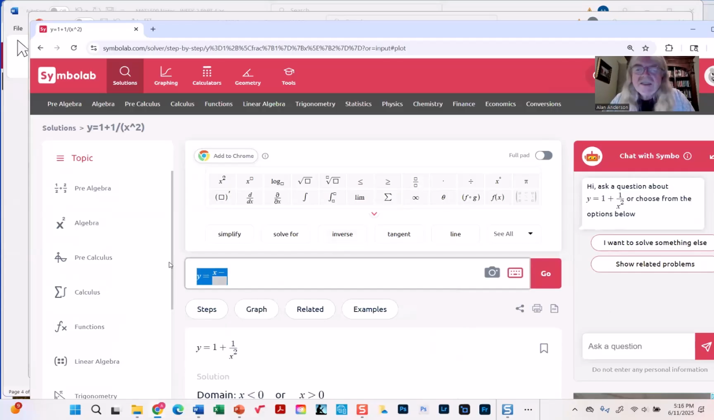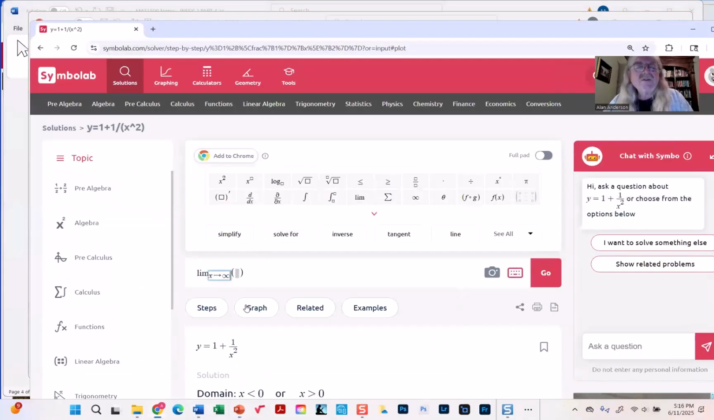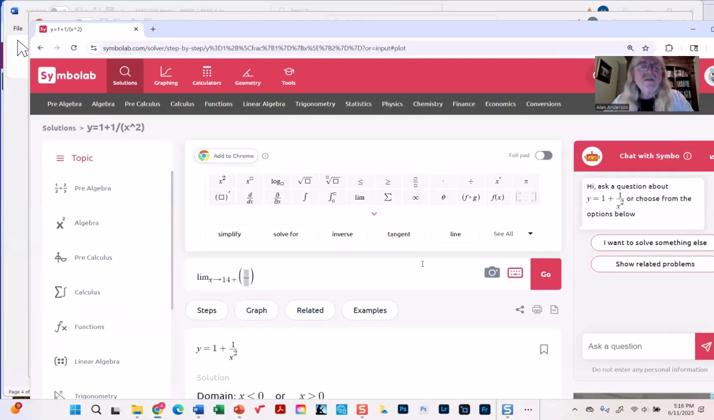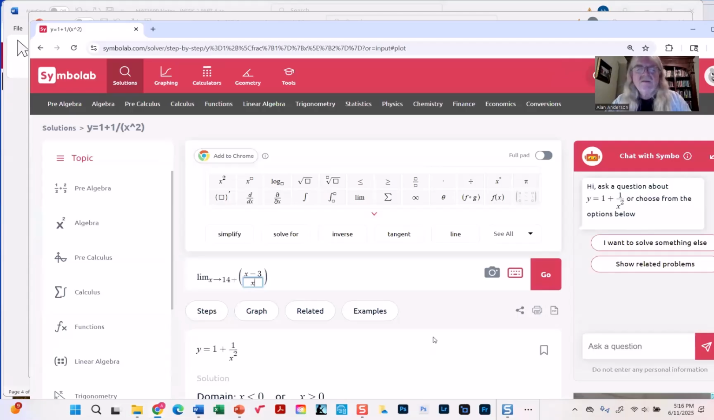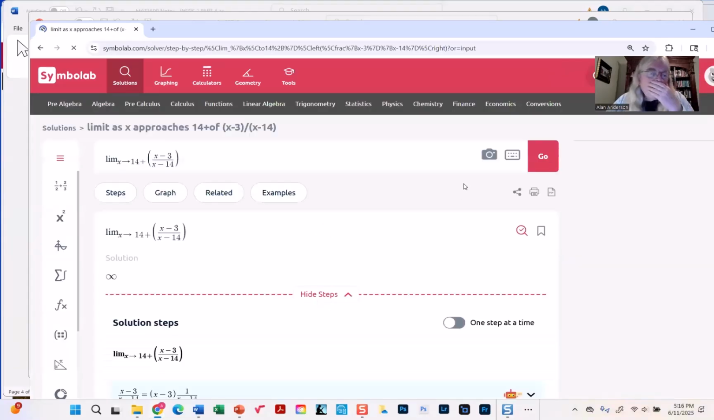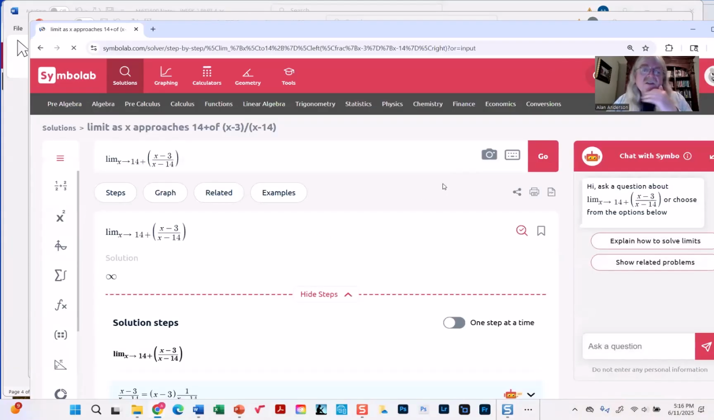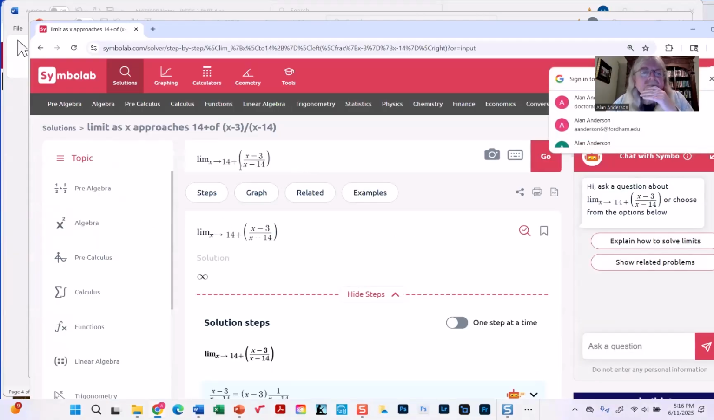Oh, I almost forgot. It's a limit. What am I doing? Limit as x goes to 14 plus, meaning from the right, of the ratio of x minus 3 and x minus 14. Actually, I just realized, no, no, no. I will let it tell us the answer. I really wanted to see the graph. Okay, let's try that.